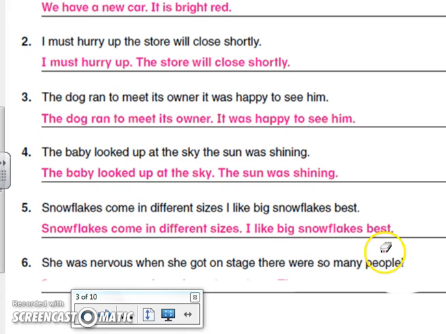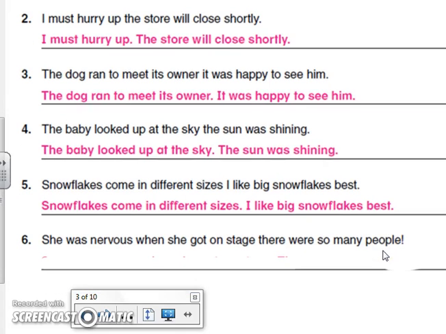If you need to make corrections, please pause the recording and make your changes.